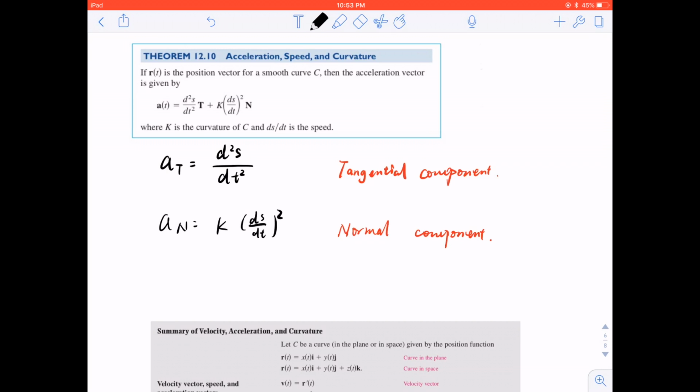Here we need to introduce two more important concepts, tangential component and normal component. A sub T is the tangential component, which equals the second derivative of s, d squared s over dt squared. A sub N is the normal component, which is equal to k times (ds over dt) squared. Many times when you are solving applications of acceleration, speed, and curvature, it's no different than the previous questions we talked about. And when you are asked for the tangential component and normal component, they are just the coefficients of T and N in the acceleration vector function.